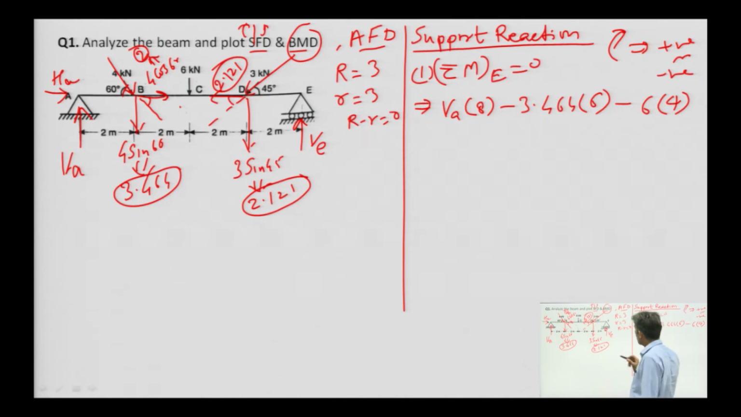So, the moment of this horizontal component about A will be 0 because there is no perpendicular distance, but the moment of this force, the 2.121 vertical force, about E will be minus 2.121 multiplied by perpendicular distance 2. Okay, and it is rotating in anti-clockwise direction, so equate it as 0.